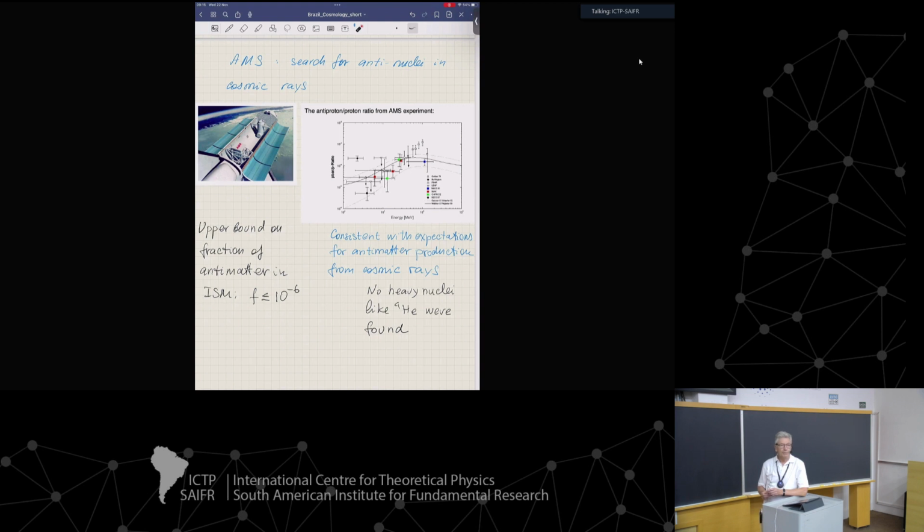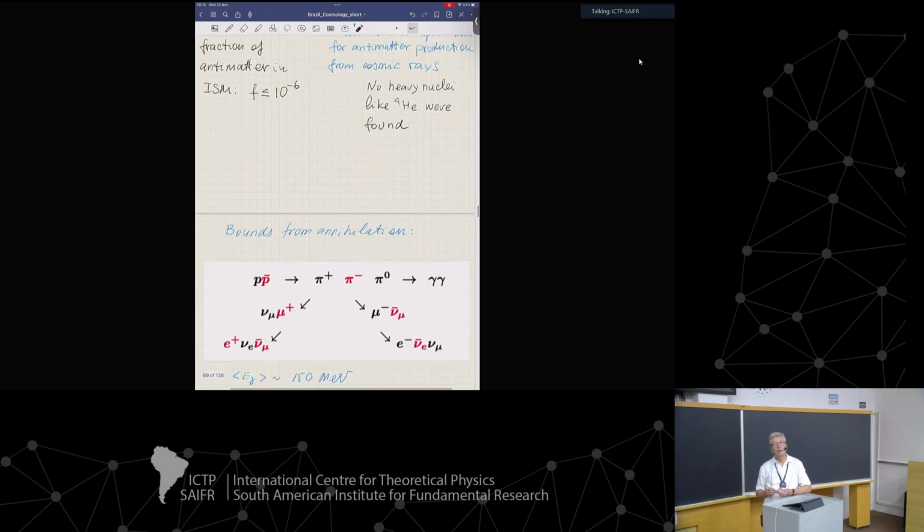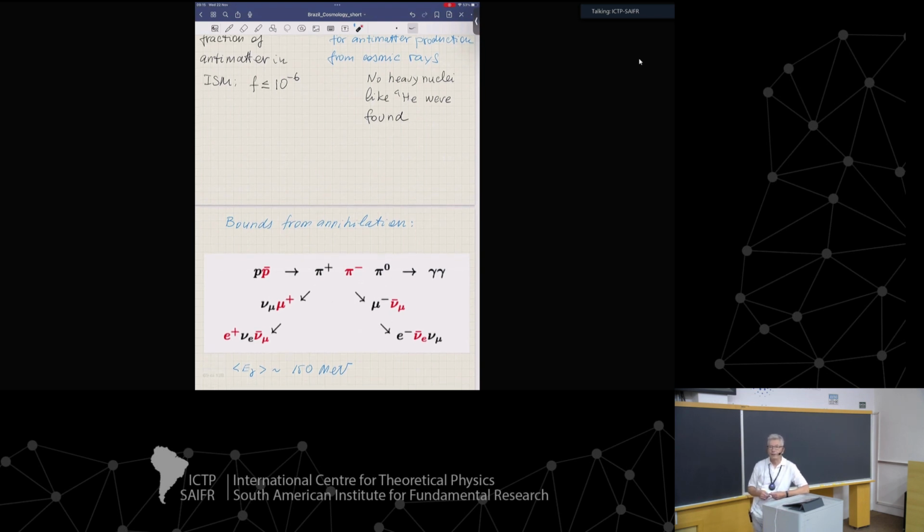Yes, this is the AMS experiment, which is on the space station. It's been working for many, many years, and it publishes results from time to time. So this is a working experiment. It gives an upper bound on the fraction of antimatter in the interstellar medium, which is of the order of 10 to the minus 6. So you can say that we have at least 6 orders of magnitude more baryons than antibaryons.